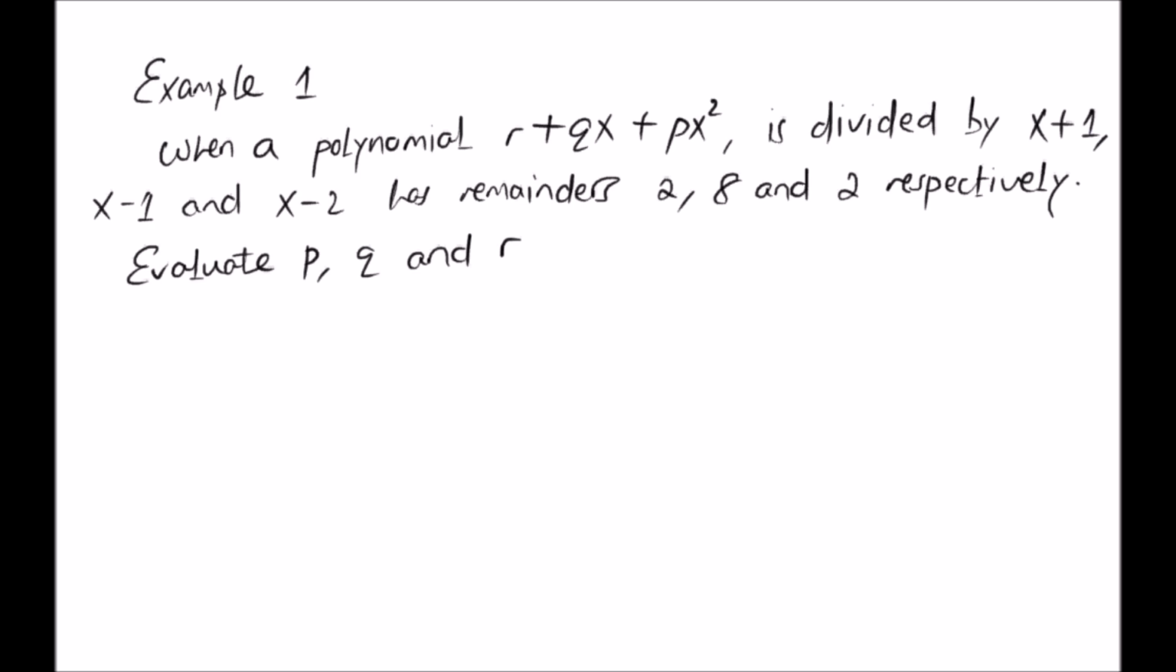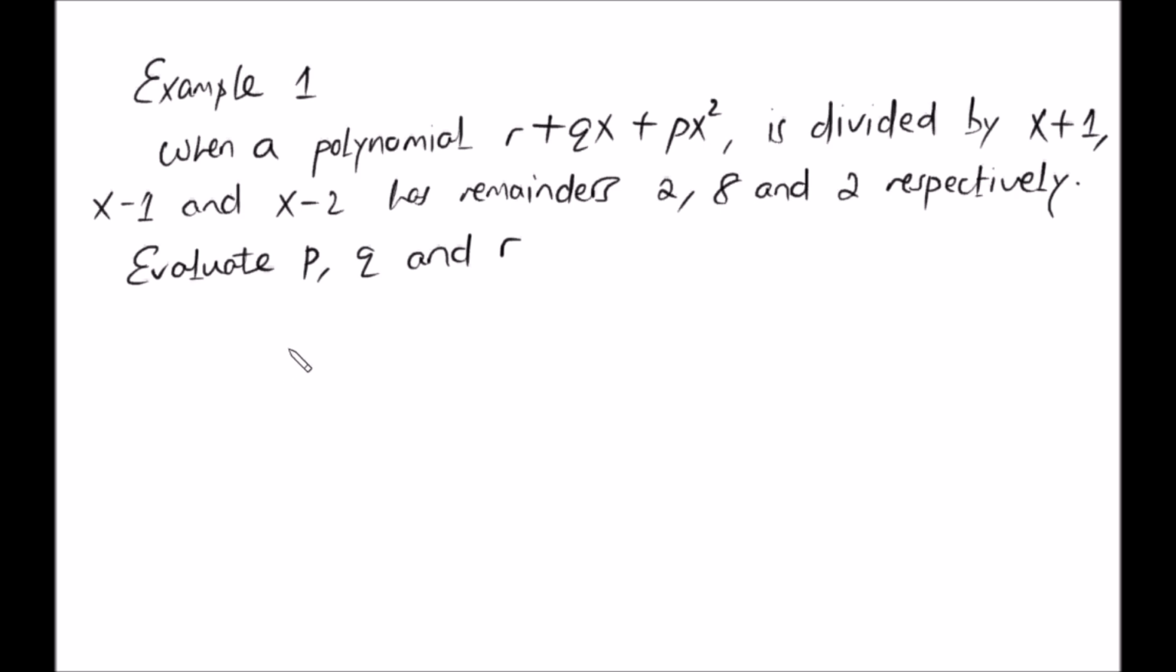Example 1. When a polynomial r plus qx plus px squared is divided by x plus 1, or is divided by x minus 1, and then is divided by x minus 2, the remainders will be 2 if it is divided by x plus 1, 8 if it is divided by x minus 1, and 2 if it is divided by x minus 2. So you have to find now the values of p, q, and r. So let's find the value of p, q, and r.